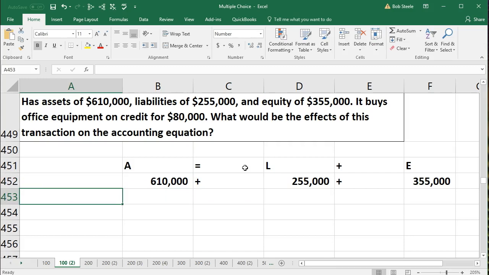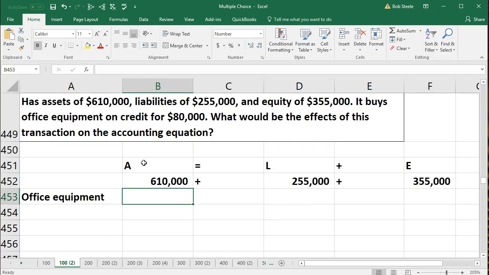I would then think about what we received in this transaction. We got office equipment, so I'm going to say office equipment. And that's going to be an asset, so it's going to increase by $80,000 in the asset section. We're going to say $80,000. The other side of the transaction, because we know that assets have to equal liabilities plus equity, we bought it on account, so that means we're going to buy it on credit. It will be a liability increasing.